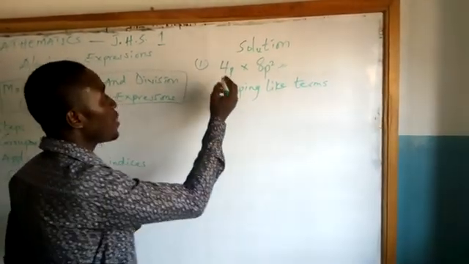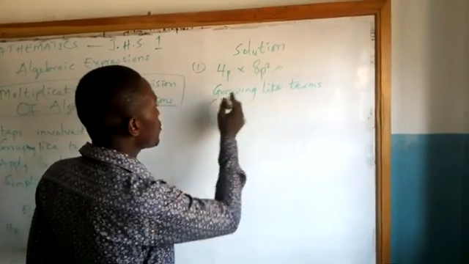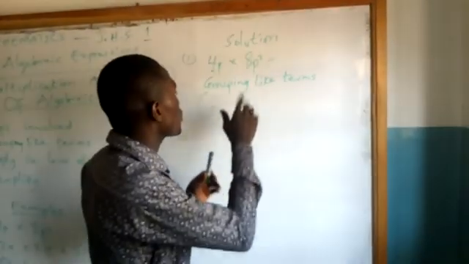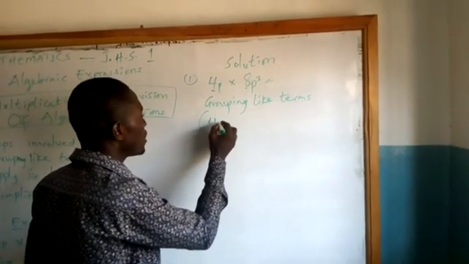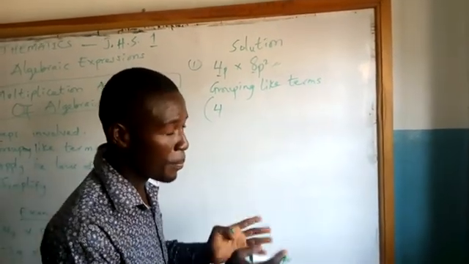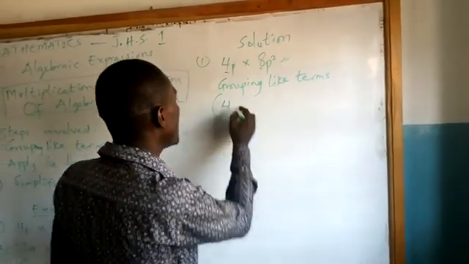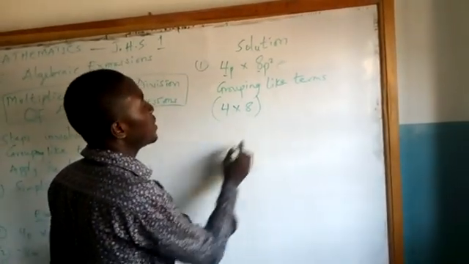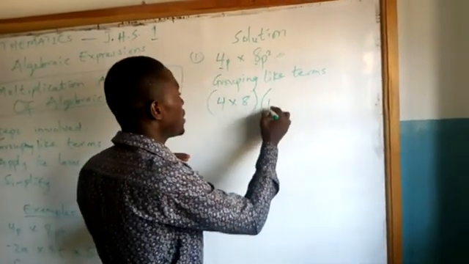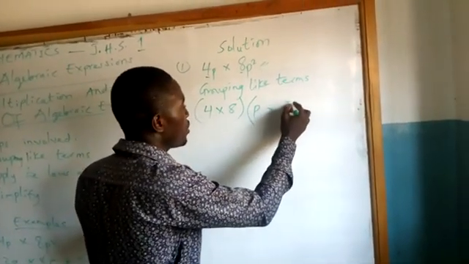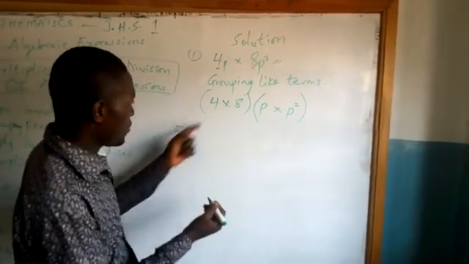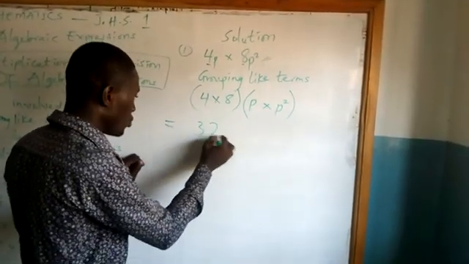We have 4p times 8p squared. The 4 and the 8 are constants. So here we put the 4 and the 8 in one bracket, in one parenthesis, like this. Then we open another bracket and put the variables p and p squared there. 4 and 8 gives us 32.